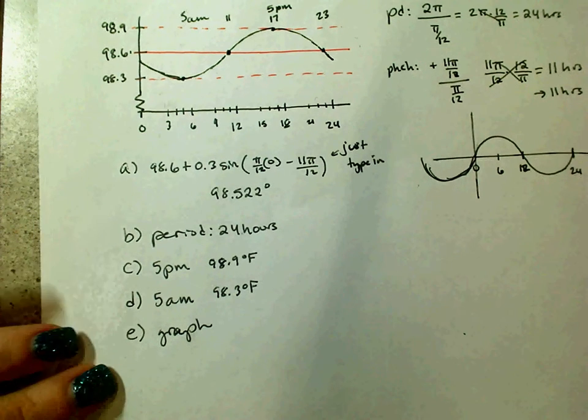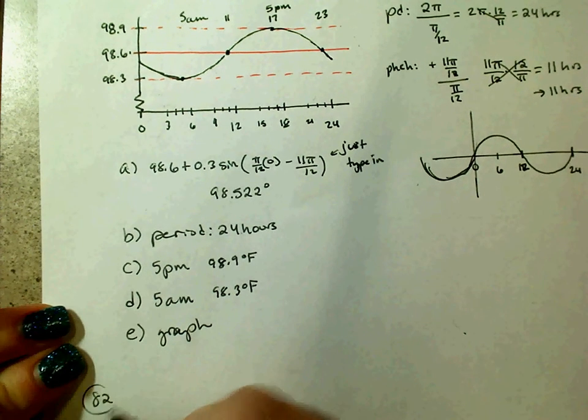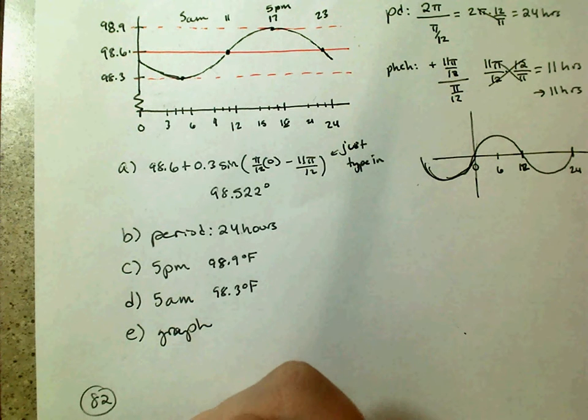82. Light waves can be modeled by sine functions. The graph shows waves of red and blue light. Write an equation that models each of these.